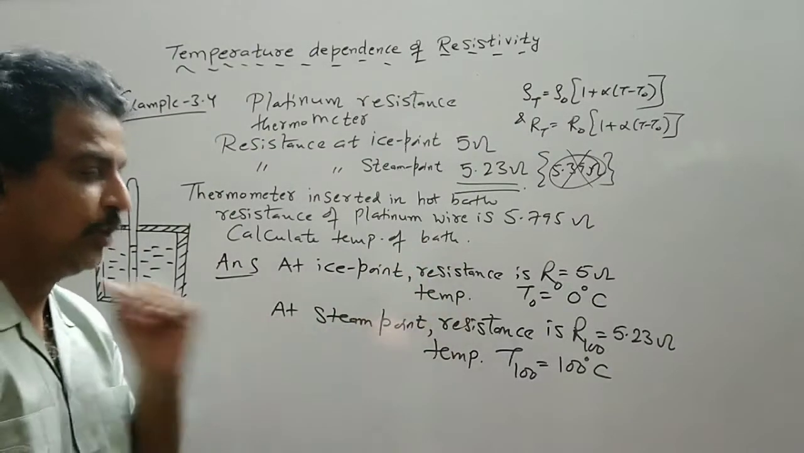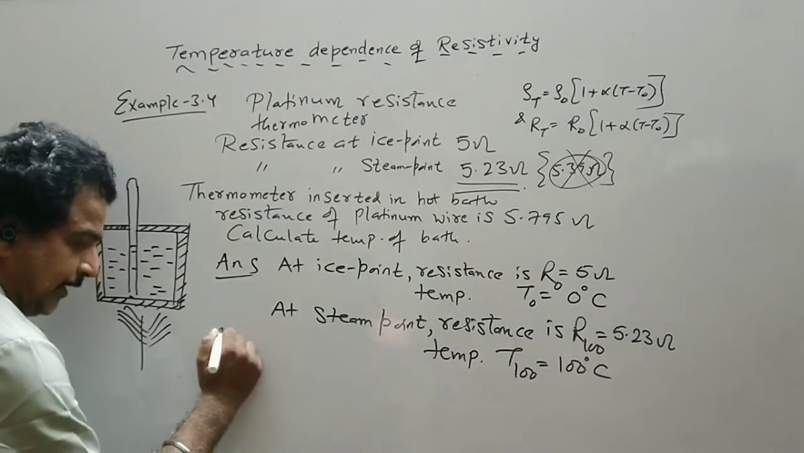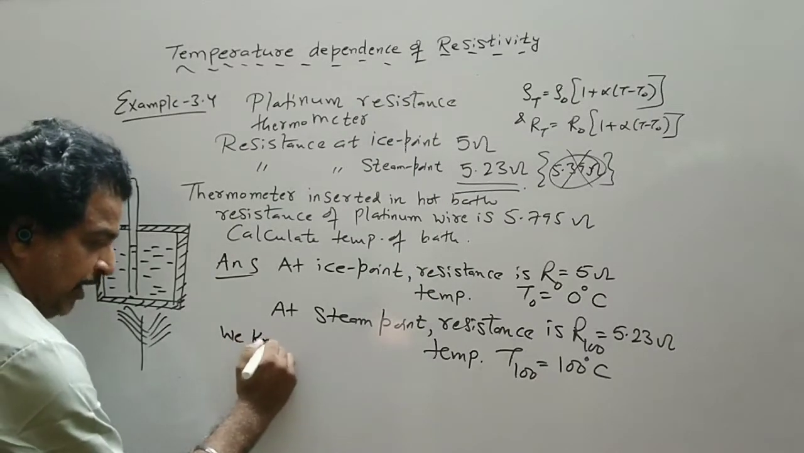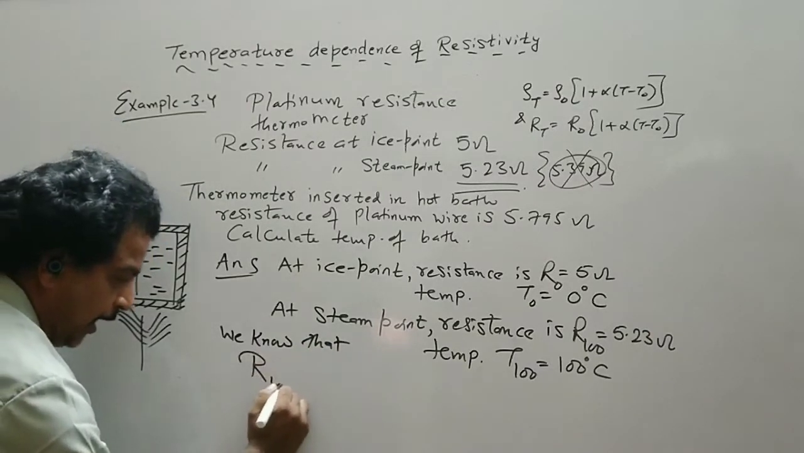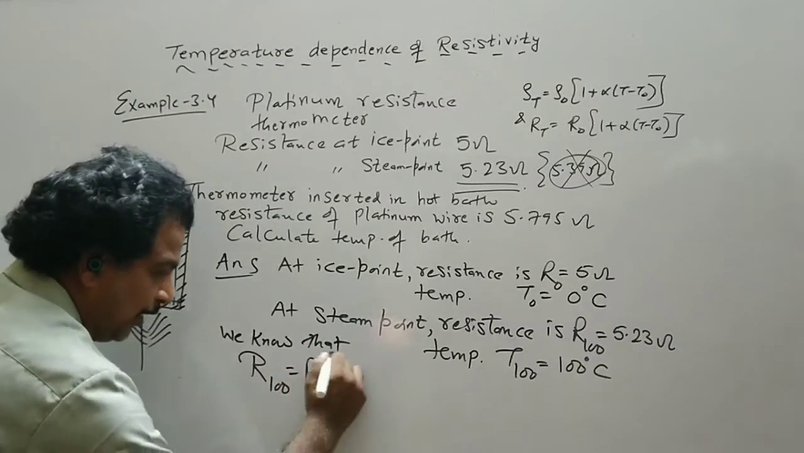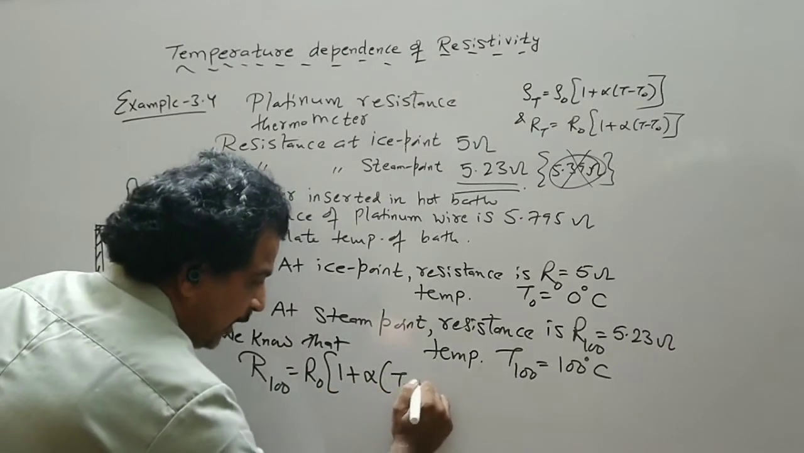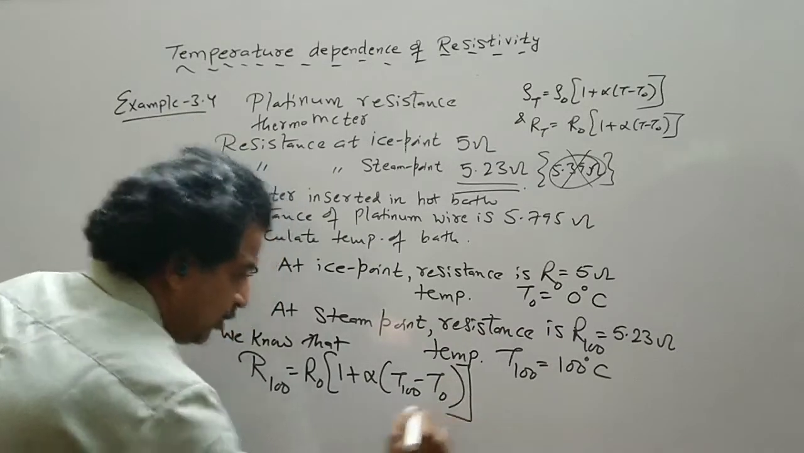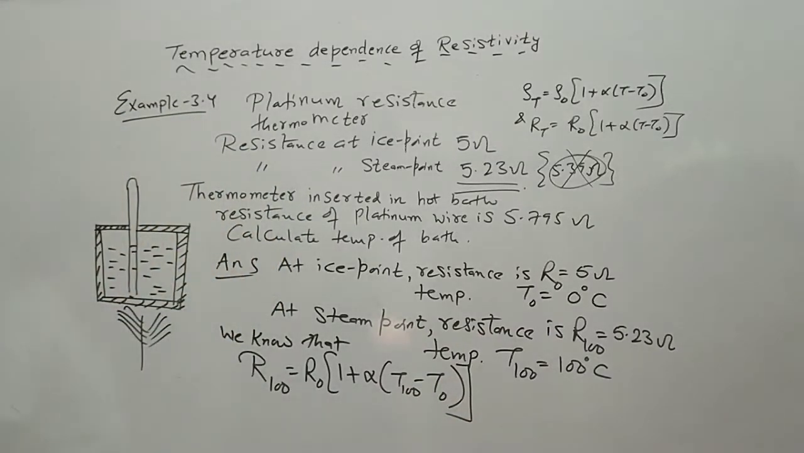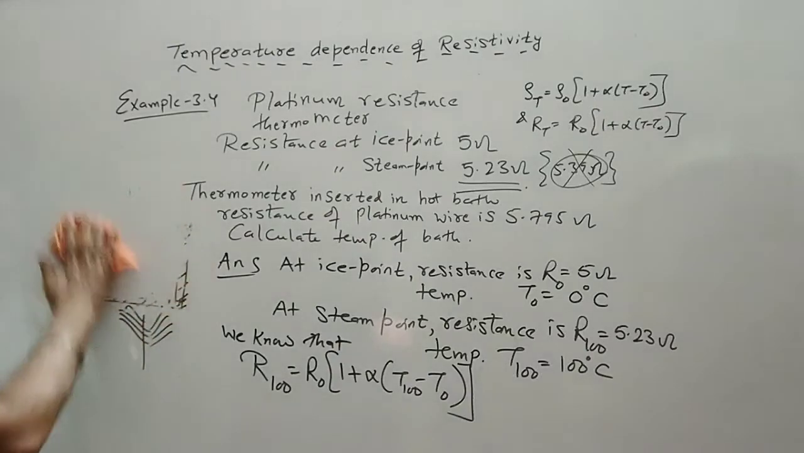So let us find out the alpha in the first step. So I can write that we know that, now I use the formula R100 is equal to R0 times 1 plus alpha times T100 minus T0. So let us use this formula. Now it is very easy to calculate the alpha first.